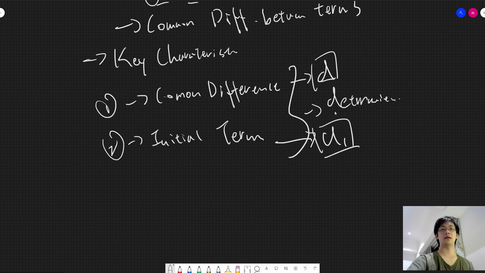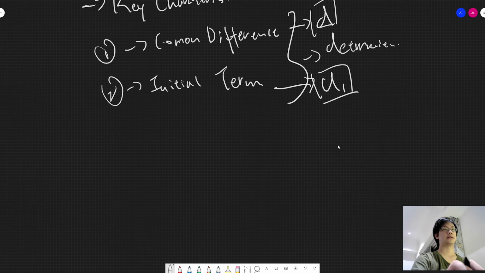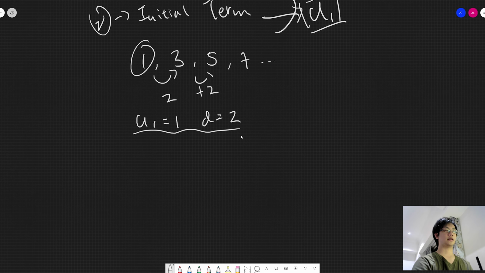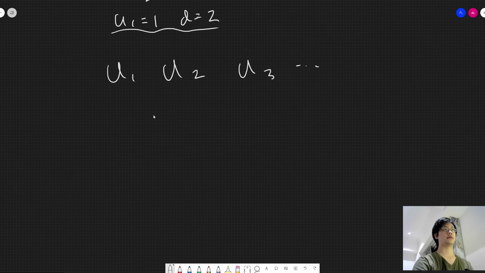Okay. So to make this more clear, let's look again at 1, 3, 5, 7. It has a common difference of 2 and an initial term of 1. All right. So now that we know the key characteristics of an arithmetic sequence, we'll be able to generalize it a little bit. So I have a bunch of terms in an arithmetic sequence. Let's just call them u1, u2, u3, going to infinity. So this could be any sequence. But what do we know about all arithmetic sequences? They have a common difference.